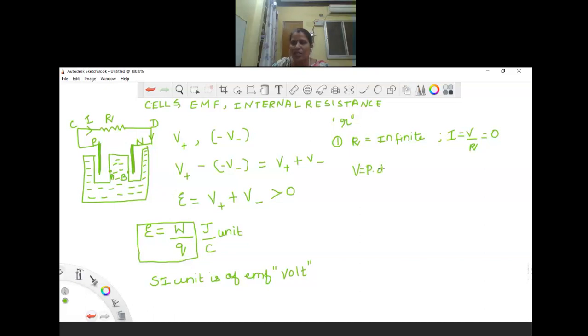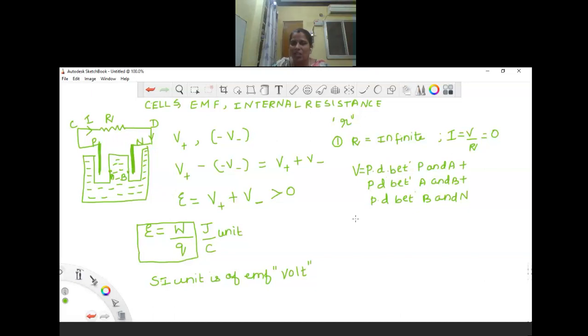So, the potential difference between P and N is V is equal to, how can you write this? Potential difference between P and A, plus potential difference between A and B, plus the potential difference between B and N.